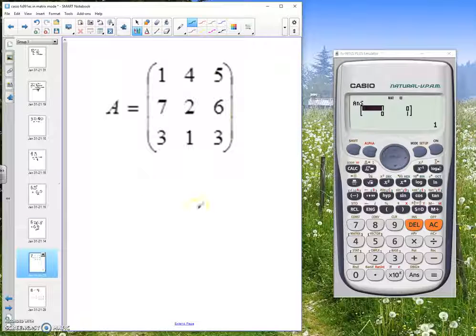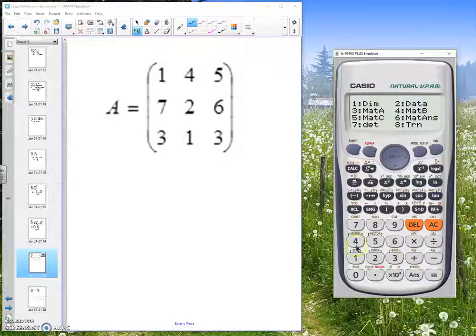The next operation I want to show you is for 3x3 matrices. So this time I'm going to dimension the matrix. Shift matrix, and we're going to dimension matrix. This time we're going to use 3 for matrix C. This one's going to be a 3x3, which is 1. And now I can fill in the elements: 1, 4, 5, 7, 2, 6, 3, 1, 3. Once I press the last equals, whilst in matrix mode, the calculator will remember that matrix.